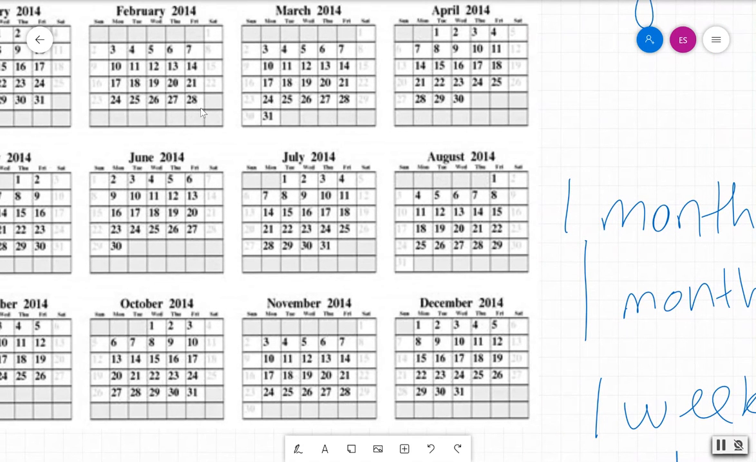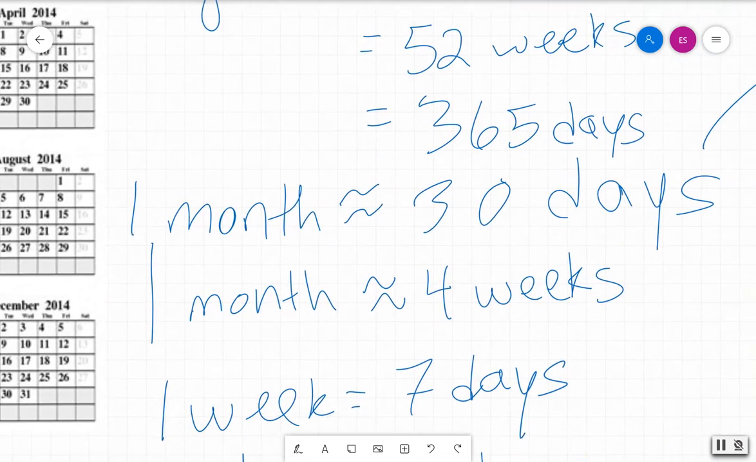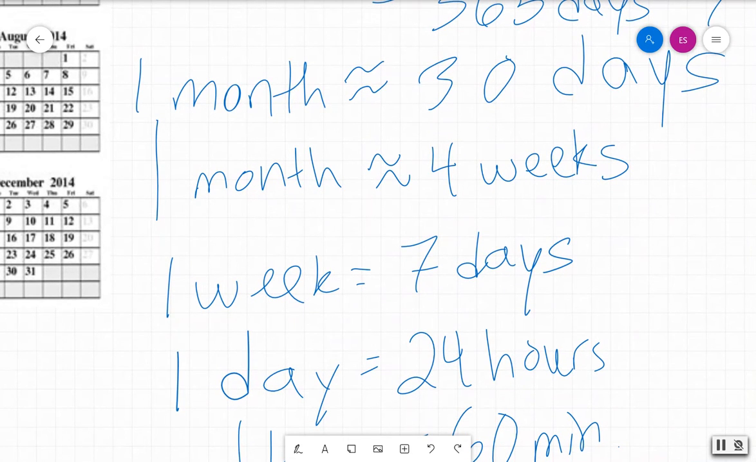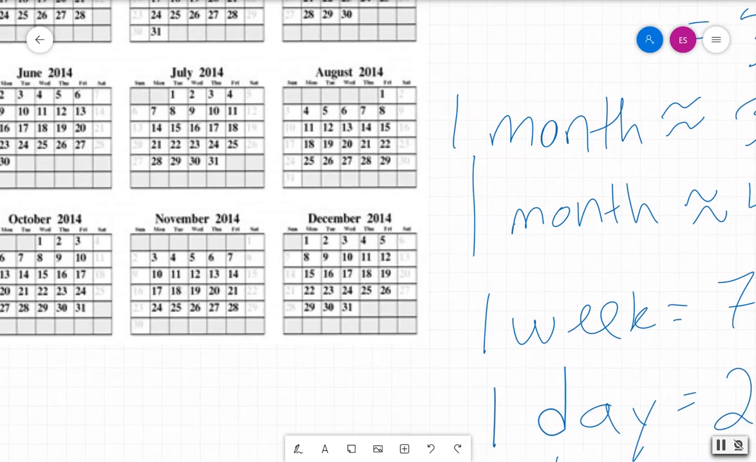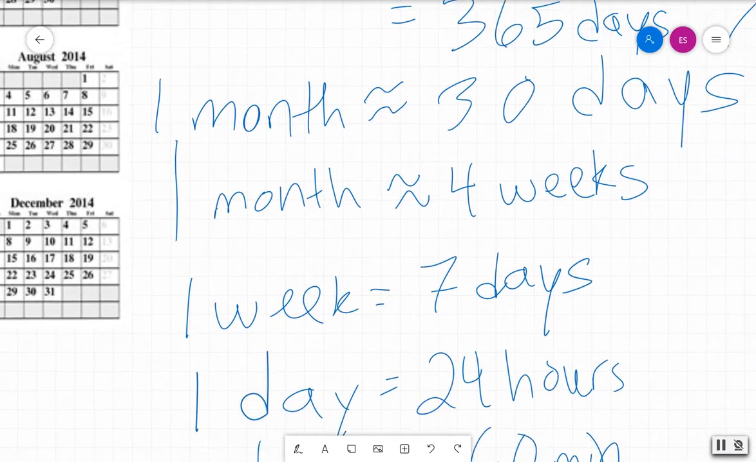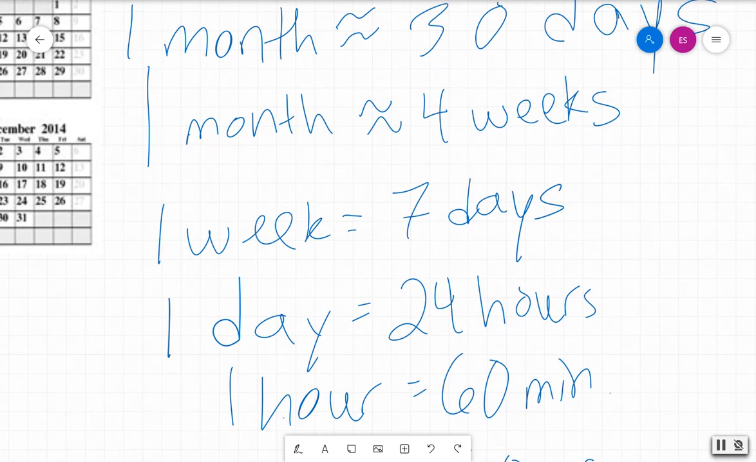Some months there's only 28 days, some months there's 31 days, but we'll say there's about 30 days in a month. And in every month there's about 4 weeks. Once again, it's not exactly equal, but there are usually at least 4 whole weeks in every month. And in 1 week there are 7 days. That's Sunday, Monday, Tuesday, Wednesday, Thursday, Friday, Saturday. Every single week is 7 days.